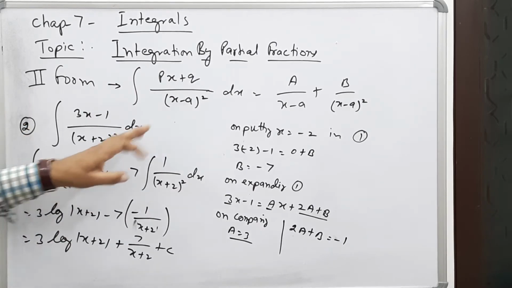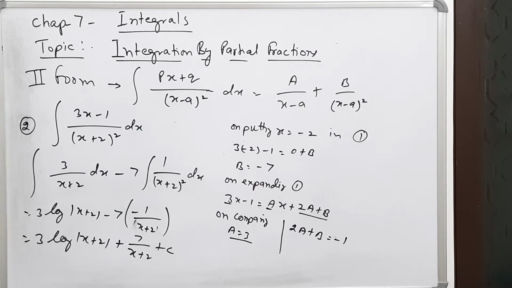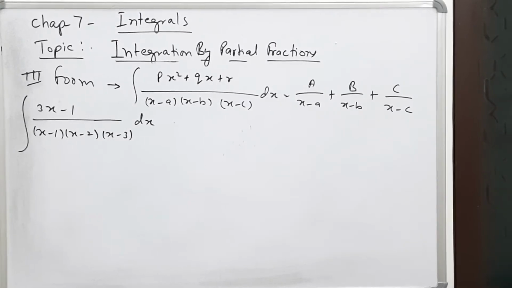If it is cube here, we will write it 3 times. So that is the second form of partial fraction. If you want to solve a problem of partial fraction, first you have to identify which form it is of. Then if you proceed, you will be able to solve these types of problems easily. Next form.